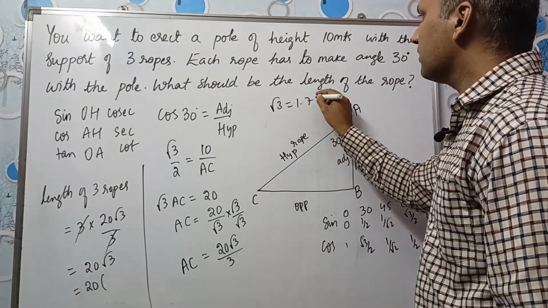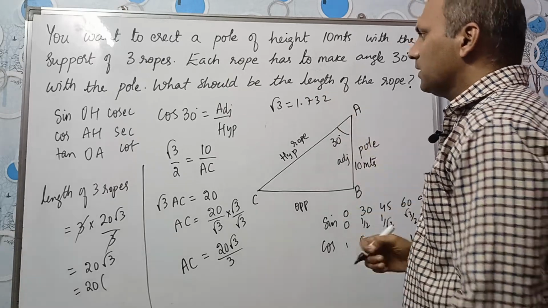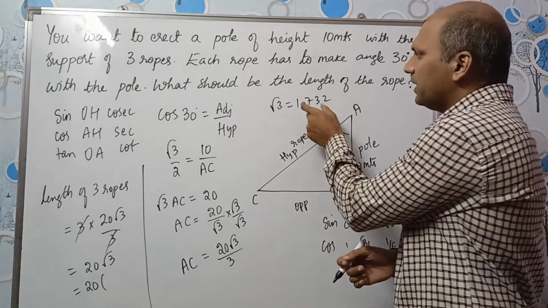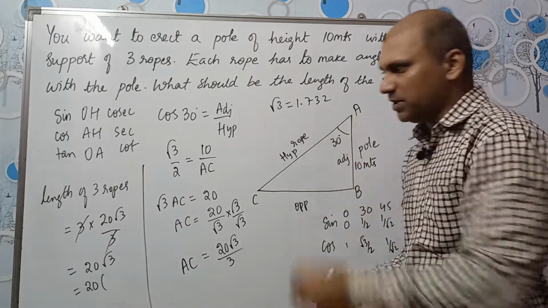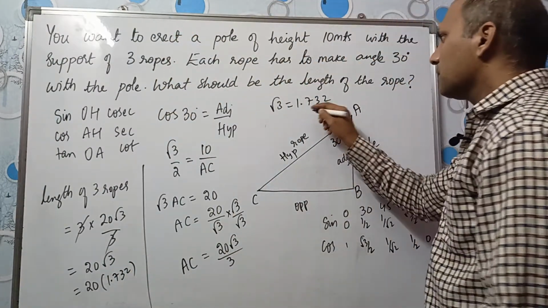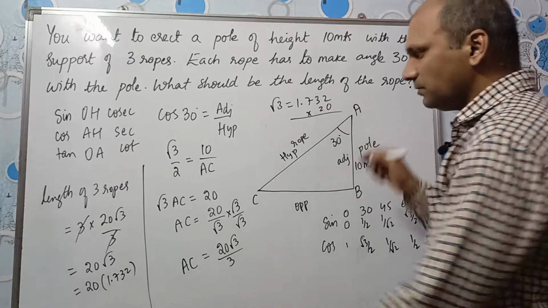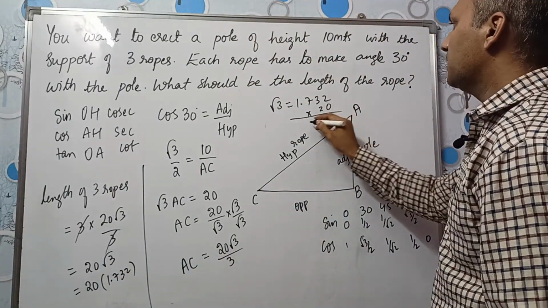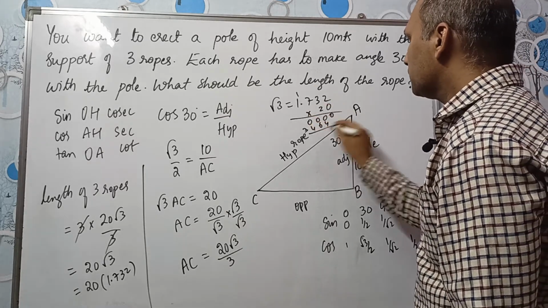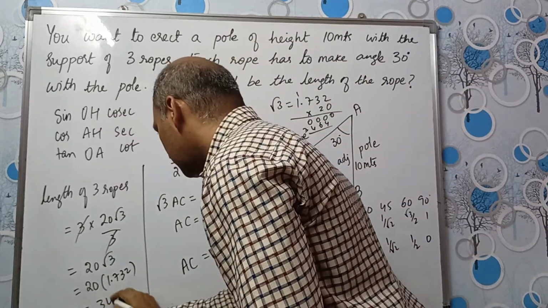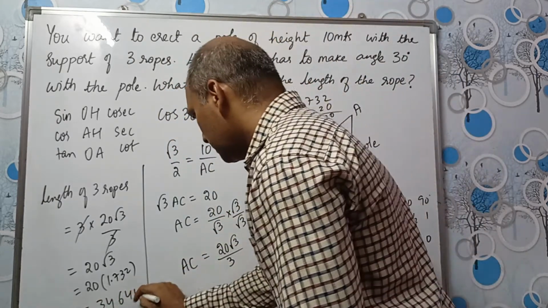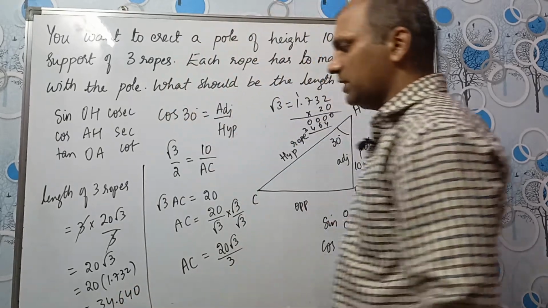Root 3 is 1.732. It is a non-terminating, non-repeating decimal, but we take 1.732 as the approximate value. So multiply by 20. We have 20 here, right? Let us multiply. We'll have 4 zeros here. This will be 4, 6, 14, 3. So 34, 64, and we'll have 0 also here, right? So putting the decimal point, this will be the answer, 34.640.